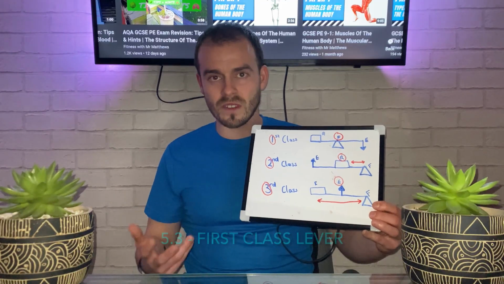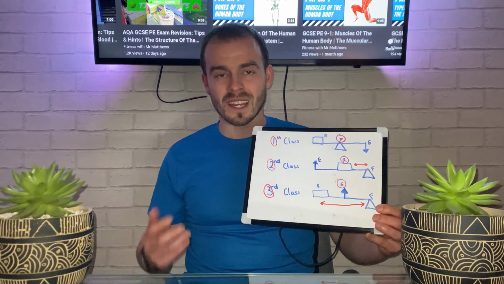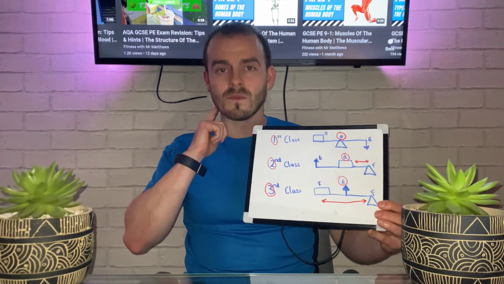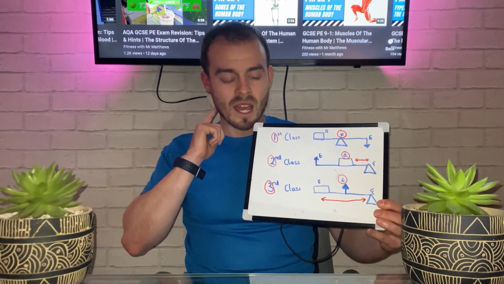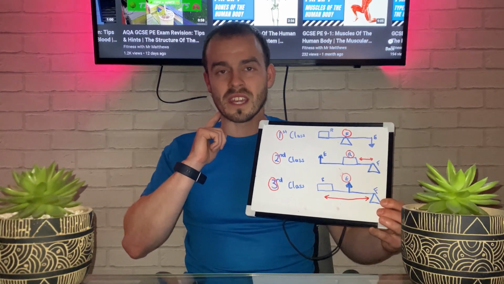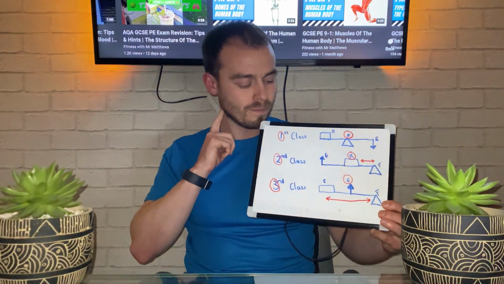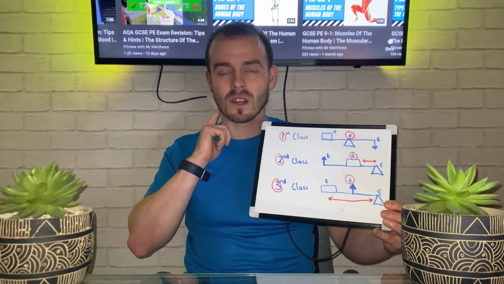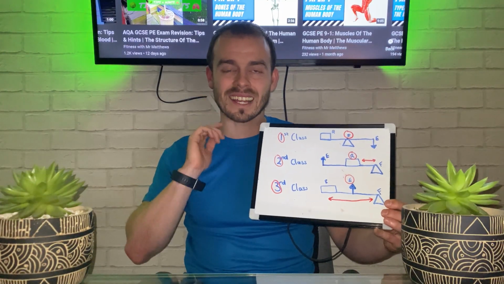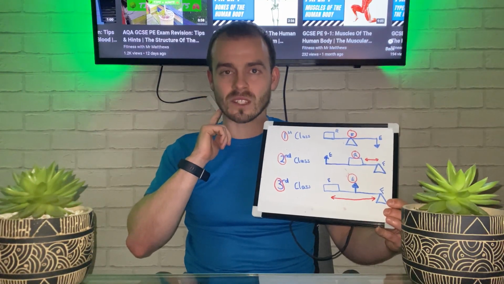So a couple of examples that I might mention are movement of the neck forwards and backwards. And in that particular scenario, the fulcrum will be the joint that sits just behind the jawbone. The effort will be the muscles in the neck, and the resistance will be the weight of the head.